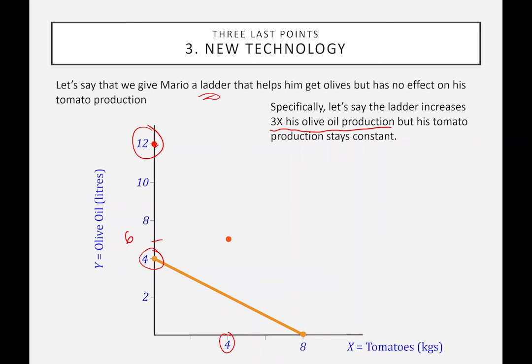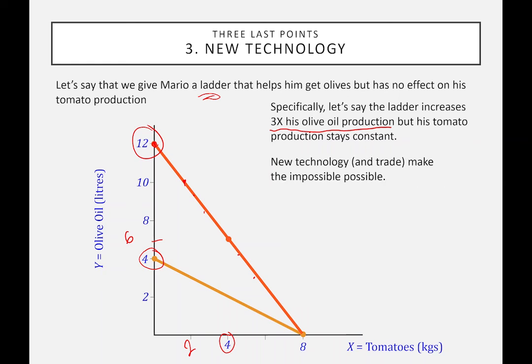So we pick a series of points in between, like before. Father could ask him to go spend 2 hours getting tomatoes, which would be here at 2, and then the rest of the day getting his olive oil. He'd be up at a point like this somewhere, and then we can join these together, and we've got a new production possibility frontier with the ladder. Another way of saying this, new technology, and as we'll see later, new technology is exactly like trade, makes the impossible possible.